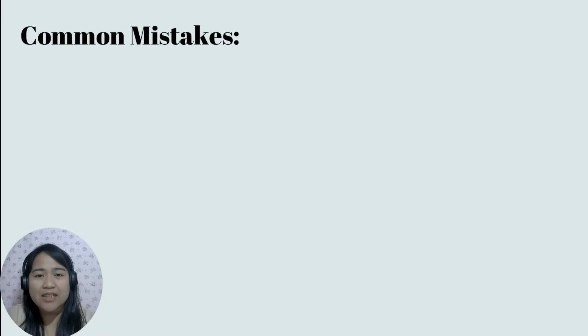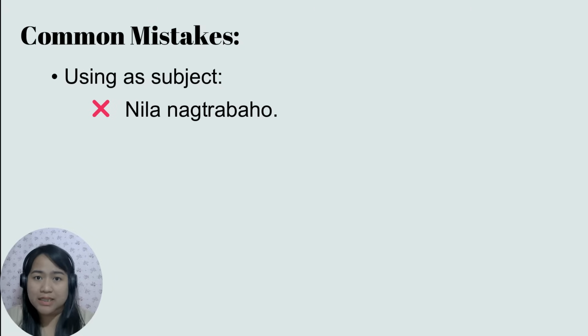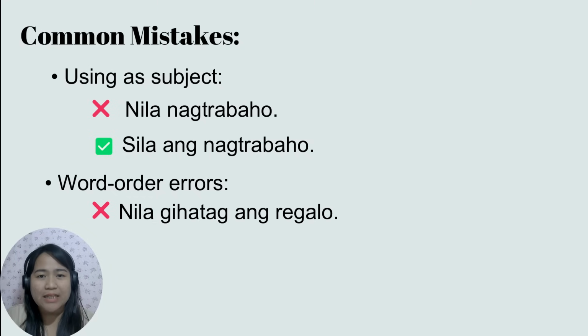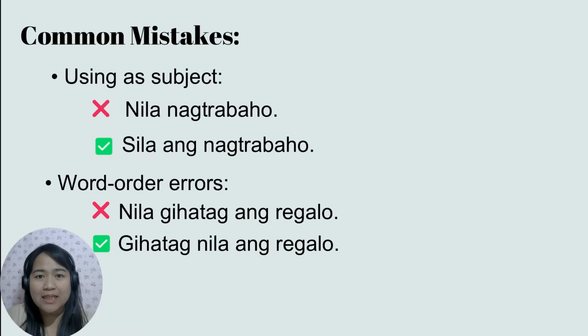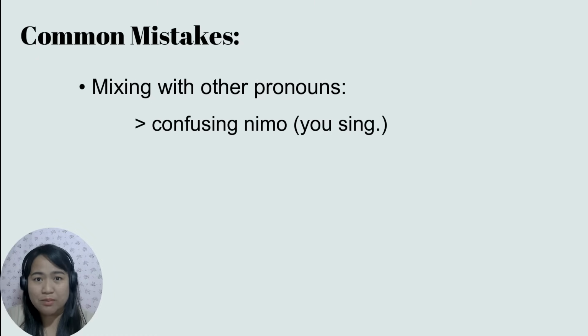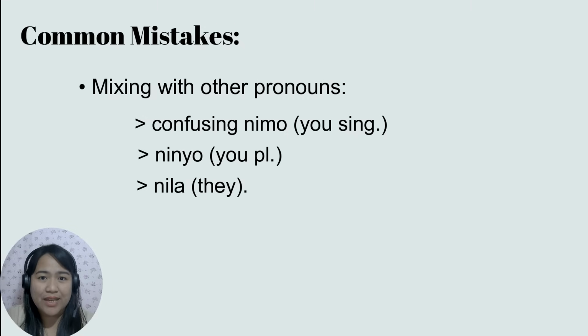All right. Now let's talk about the common mistakes of nila. Using it as a subject, it's incorrect to say "nila nagtrabaho." It's correct to say "sila ang nagtrabaho." And for word order errors, it's incorrect to say "nila gihatag ang regalo." It's correct to say "gihatag nila ang regalo." And mixing with other pronouns, confusing nimo, which means you singular, ninyo, you plural, and nila, they.